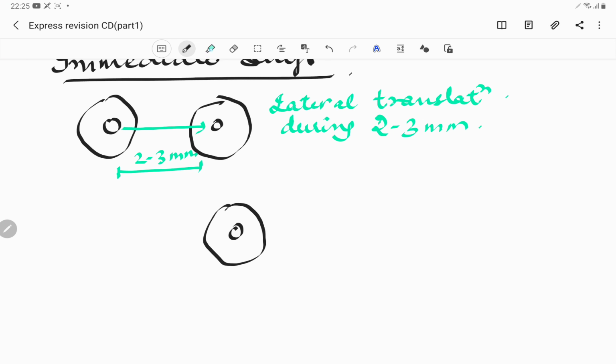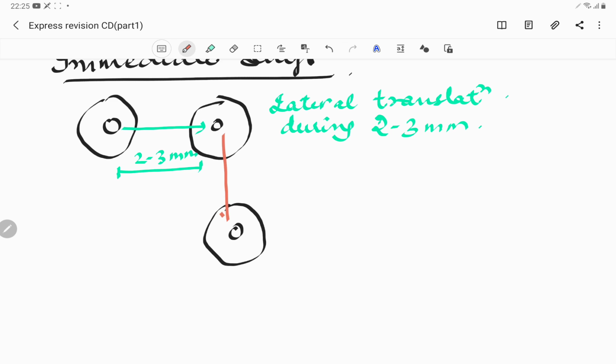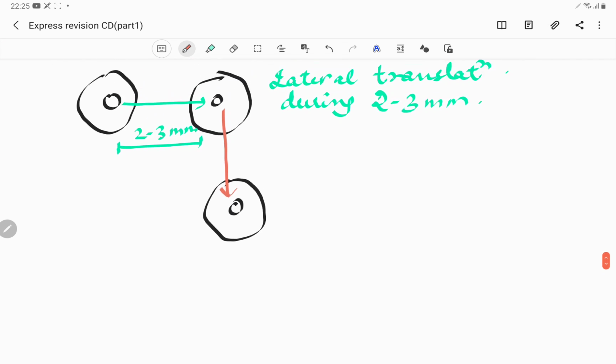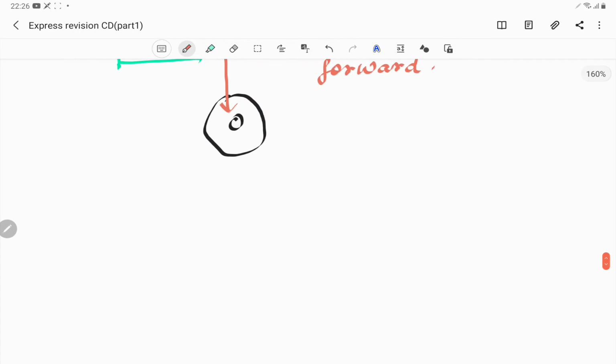there is going to be the forward movement. So, up to 2 to 3 millimeters there is an immediate lateral translation, and after that there is going to be a forward movement, right. So, this is the immediate shift.